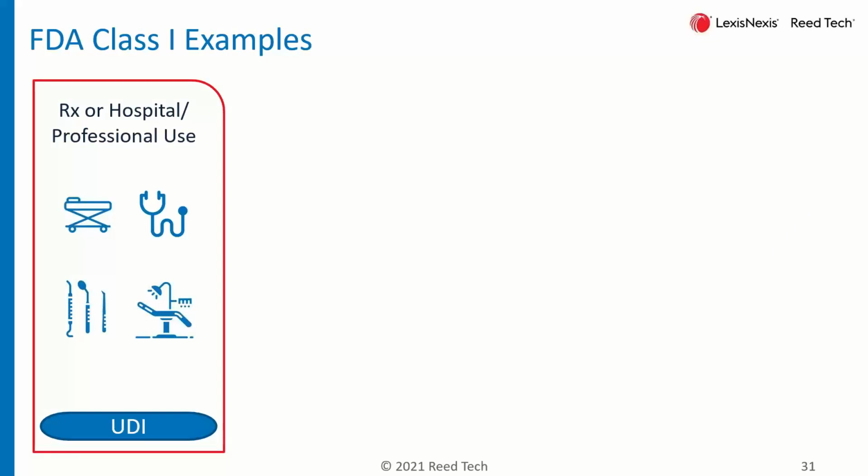So we wanted to put a few examples together for you. We've had clients asking recently as they're undertaking this project, well, which types of products would fall into these categories? So let's start with the FDA Class I examples in the professional setting. These require UDI. Some of the examples would include hospital beds, stethoscopes, dental instruments, and dental equipment such as chairs.